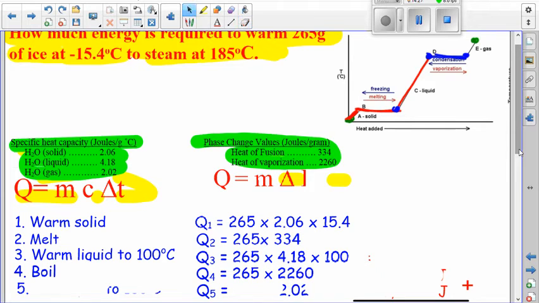And then lastly, we got to go all the way up to this last section right here. So we got to warm that gas up. So we're warming your gas up to 185 degrees. The mass is still 265. What is the C for gas?